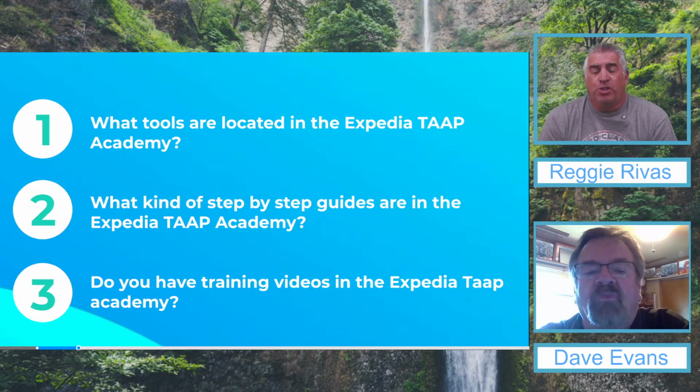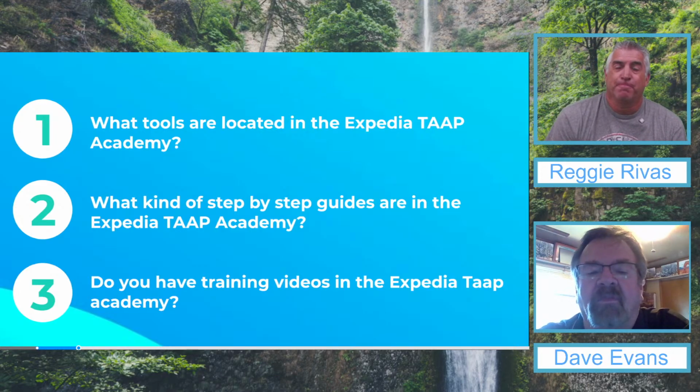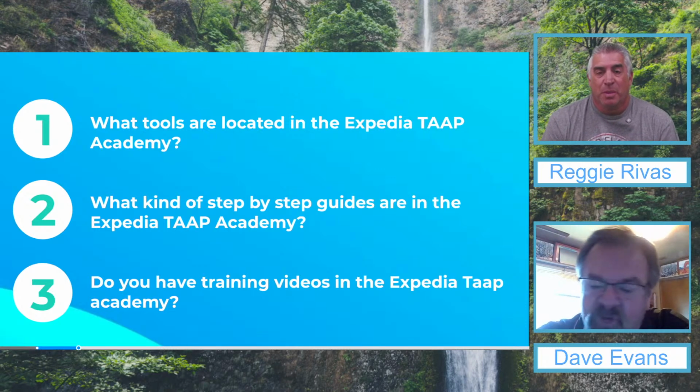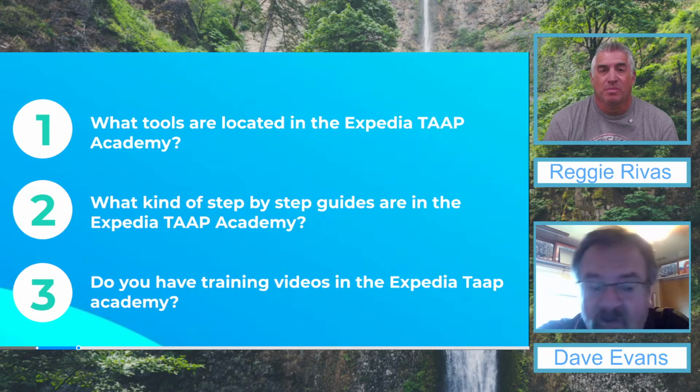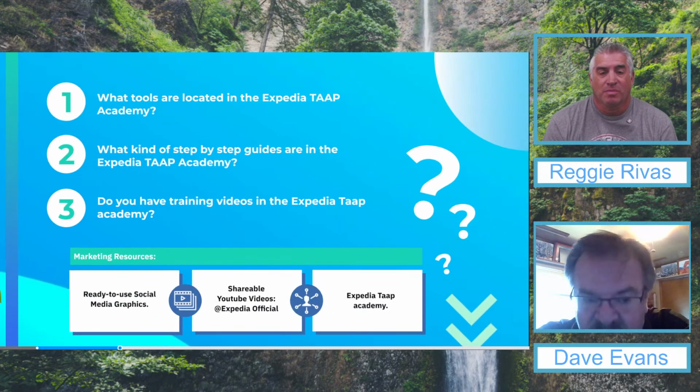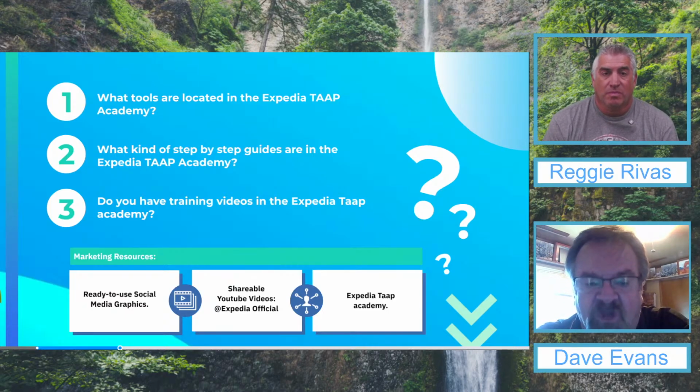Awesome. Do you have any training videos in the Expedia TAAP Academy? Absolutely. Right now we have over 30 on our shelf, you could say, and that's updated all the time, especially with the various features that we offer, how-to guides, and then also on a monthly basis, we're always featuring a different destination throughout the world. So whether it's a hotel partner or a destination, that information is also housed in our video library.